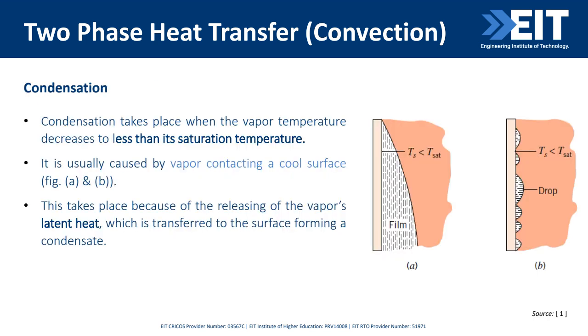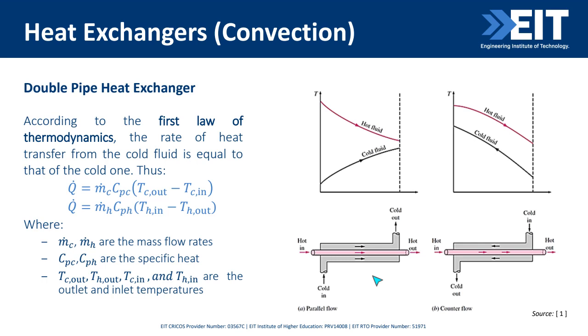Now, condensation, as I mentioned, that's the reverse of the boiling process, vapor to liquid. So we can have film condensation or drop-wise condensation. Drop condensation is typically better than film condensation. Now, heat exchanger, again, a traditional and very popular equipment which falls under the convection mode of heat transfer.